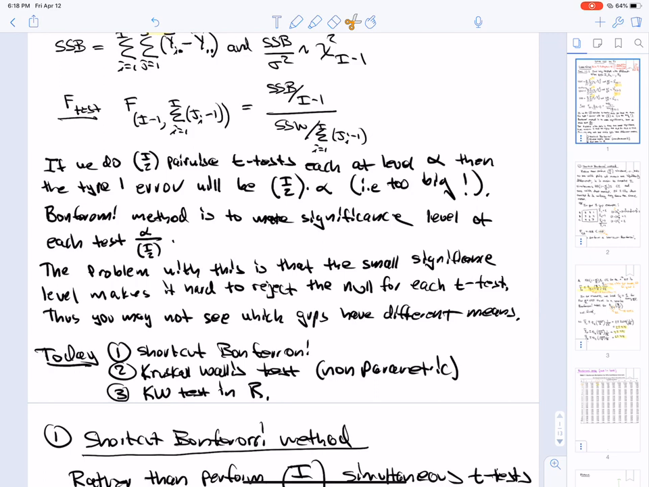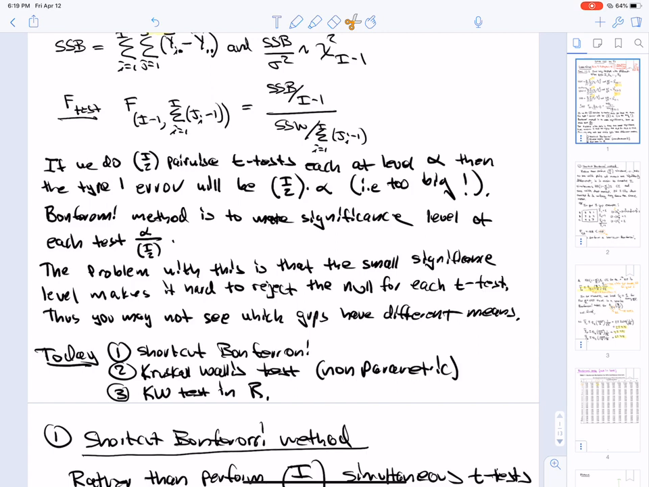The problem with this, however, is that because the significance level is so small, it's actually difficult to reject the null for these t-tests. So even though you reject the null for ANOVA, you may not actually be able to reject any of the nulls for these simultaneous t-tests. Another problem is that you have to do I choose 2 of these t-tests, which is really quite burdensome.